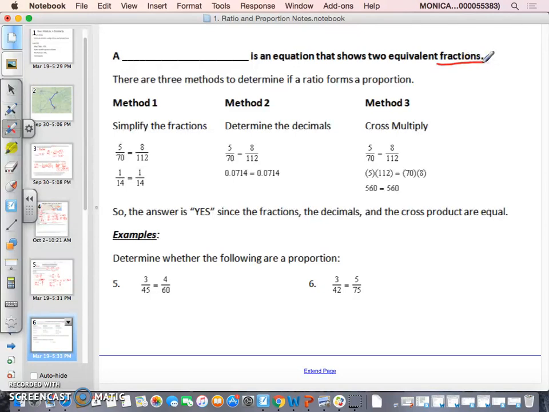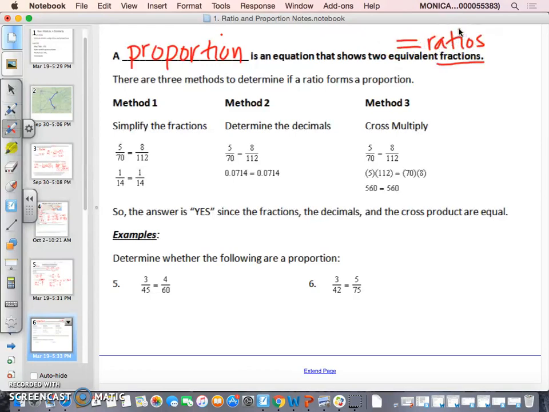So the word here is proportion, and I always say proportion so that I can spell it correctly. It's one of those words. So there's actually 3 methods to determine if a ratio forms a proportion. Please remember that you have to have equal ratios.